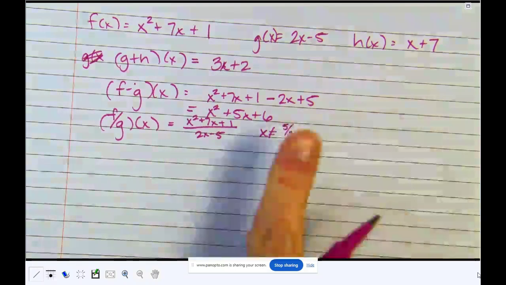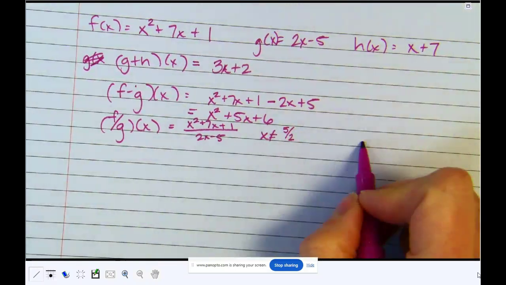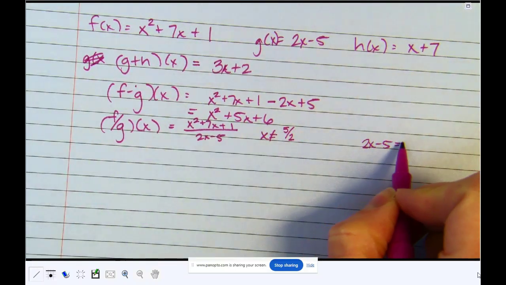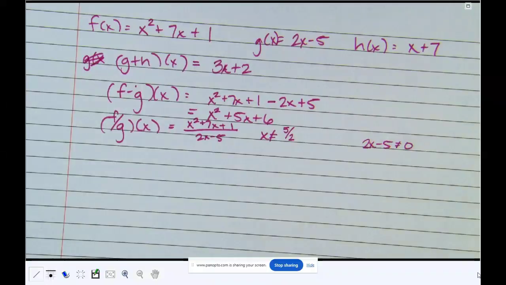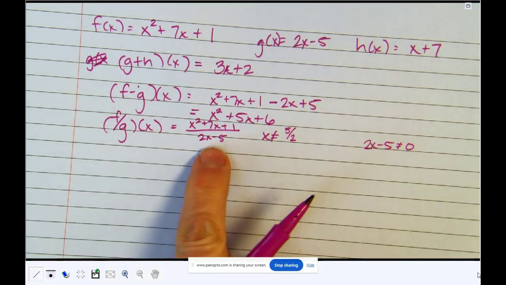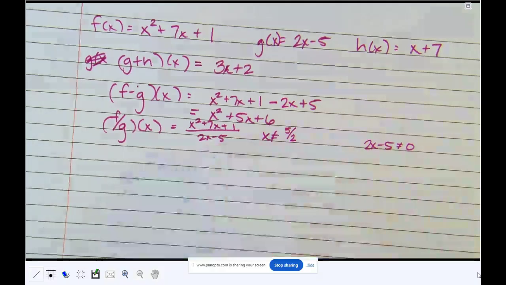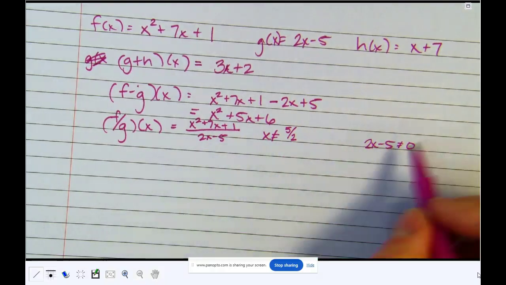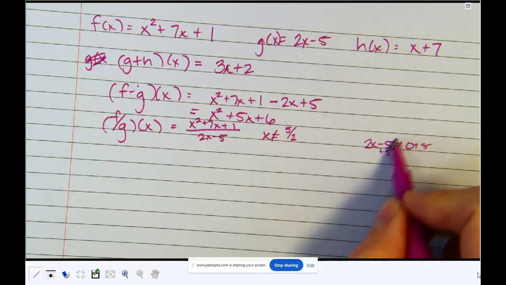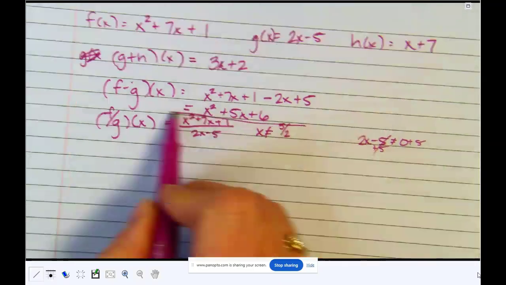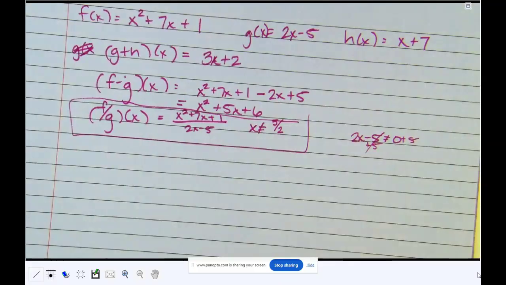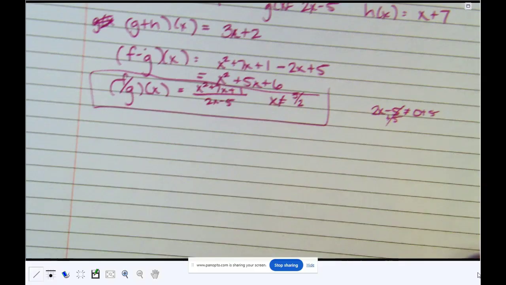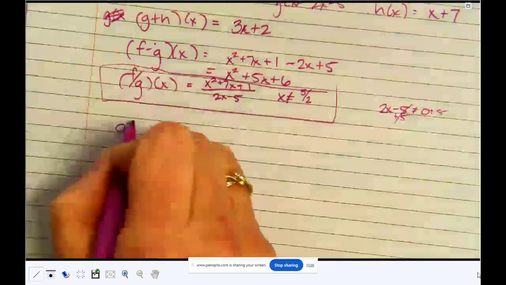We get this because the bottom cannot equal 0. So you literally put that up there and say, that cannot equal 0 because it's on the bottom and we cannot have the bottom equal 0. So solve it: add 5, divide by 2. That's how you come up with this. You have to do that for every division. Okay, this is the whole answer. The whole thing there.